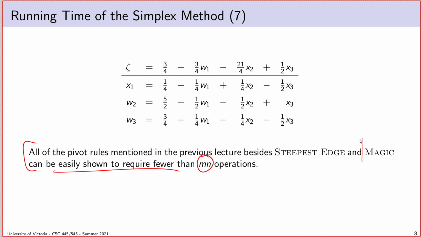And then finally, there's this. The magic pivot rule isn't designed to be practical. We don't even know of any implementations of it. It's a hypothetical, notional pivot rule that exists for the purpose of drawing some theoretical conclusions. Because we don't know how to evaluate it, we obviously can't easily show that it requires fewer than m times n operations. So I'm going to leave this out of our analysis as well until the end. I'm going to come back and talk about the magic pivot rule again at the end of this lecture.